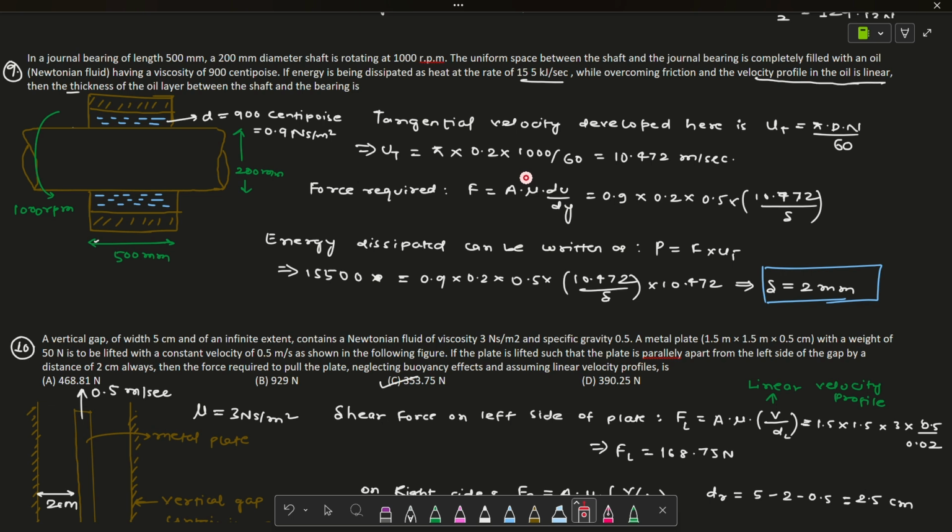Okay, while overcoming the velocity profile, and the velocity profile is linear. They are asking what should be the thickness of the fluid. These are the fluid here. This is the bearing ball, this is the shaft, and in between the bearing ball and this shaft one fluid layer is there, and I'm assuming the length of this fluid layer is delta for now. So I've computed force as 0.9 into 0.2 into 0.5 into 10.472 divided by delta.